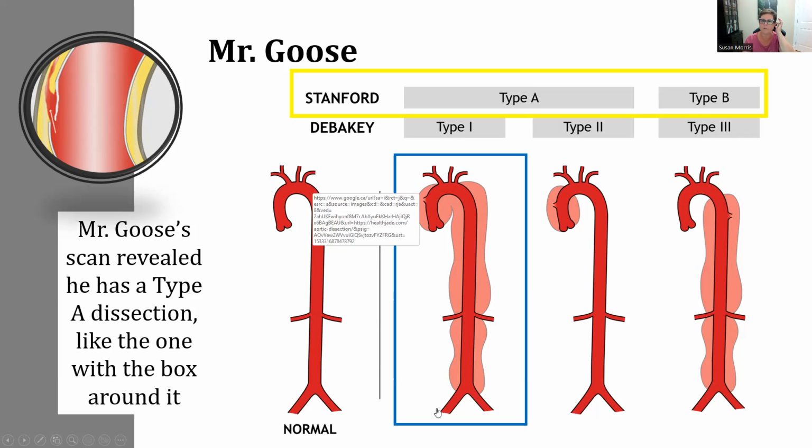And so type A dissections are managed surgically, and type B dissections are often managed medically or with something called a TEVAR, which is a thoracic endovascular graft. But type A patients will do so much better if you take them to the OR. And so Mr. Goose went to the OR, and 16 hours later, he comes back to the intensive care unit.